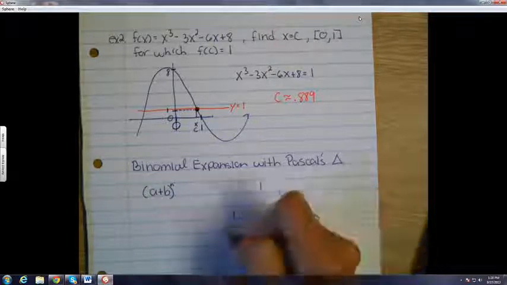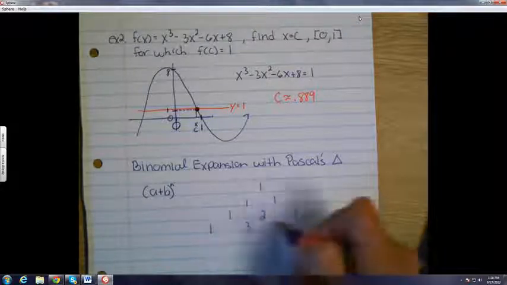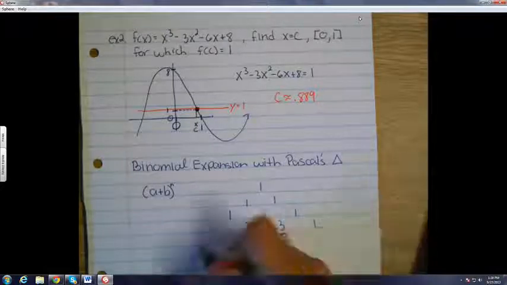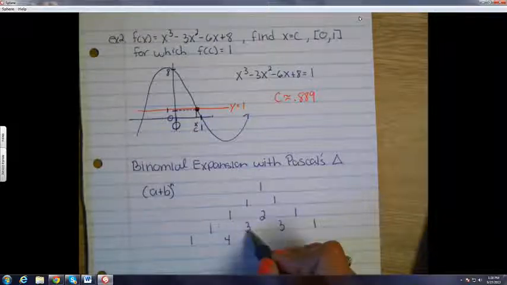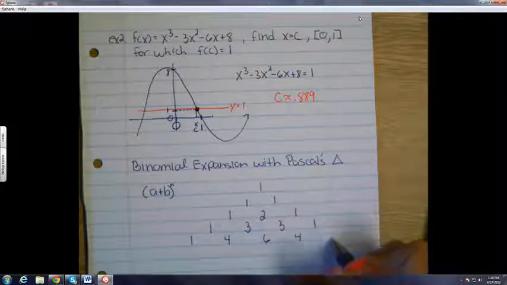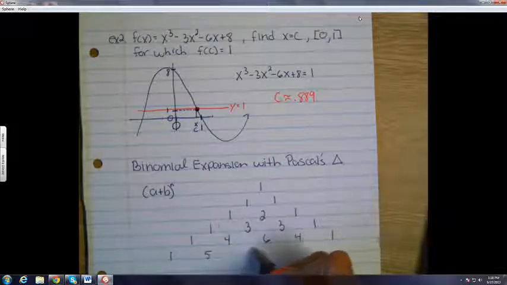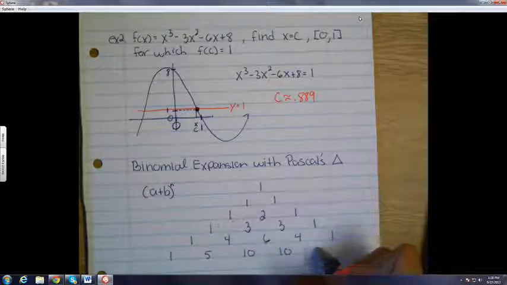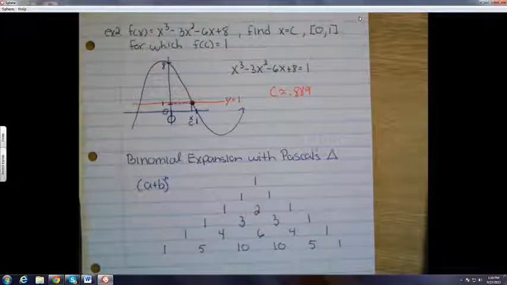The next row starts with a 1. Here you add these 2 terms, you get a 3. The next 2 terms get added, that's a 3, and then we finish with a 1. Start with a 1, these 2 add to get a 4. These 2 add to get a 6. These 2 add to get a 4. And let's go one more. 1, 5, 10, 10, 5, 1.